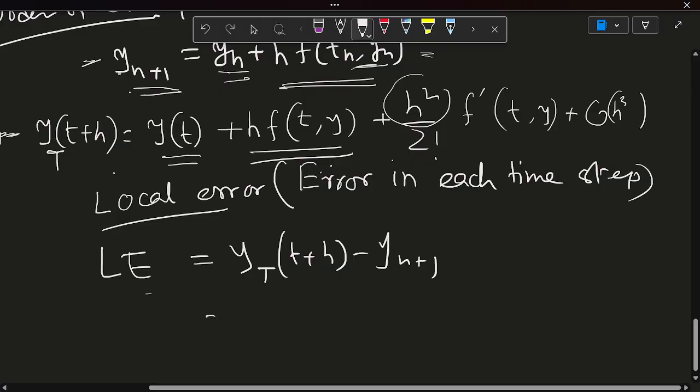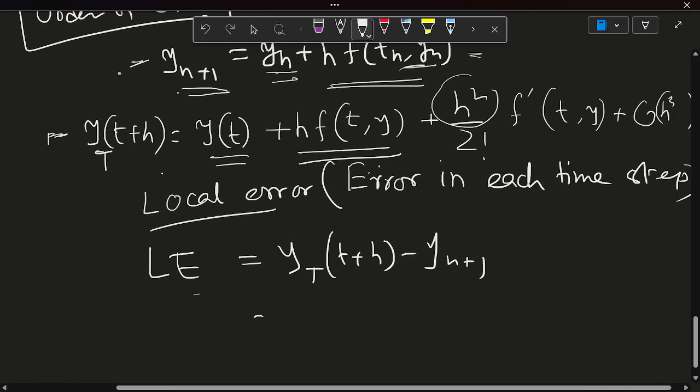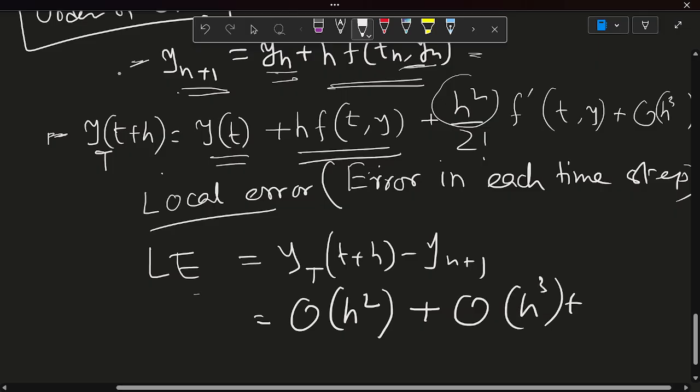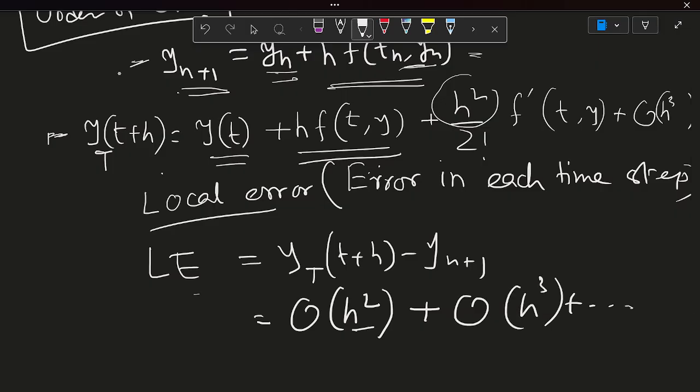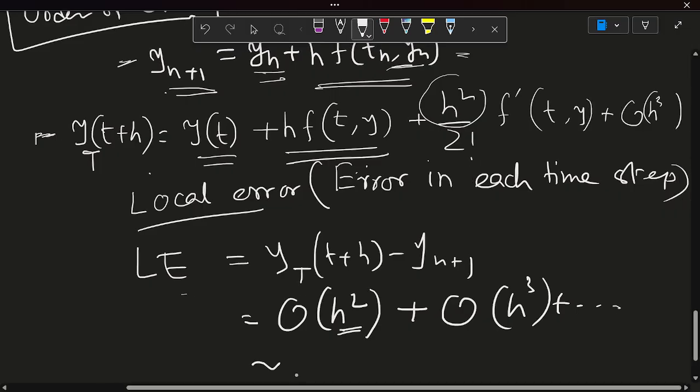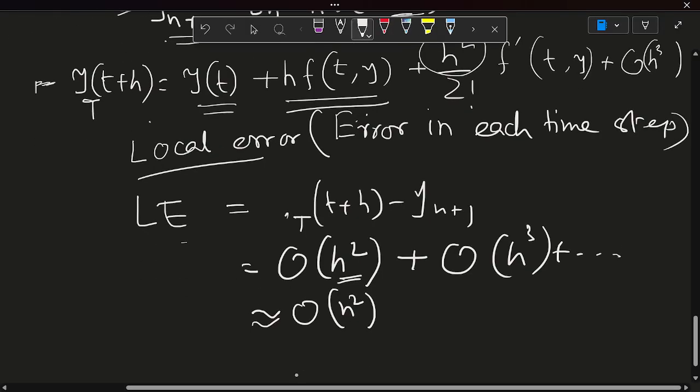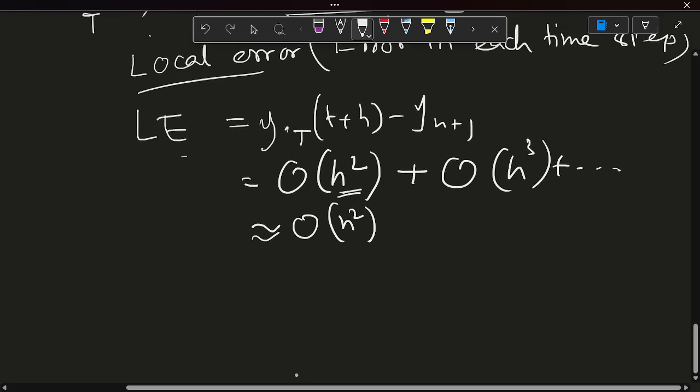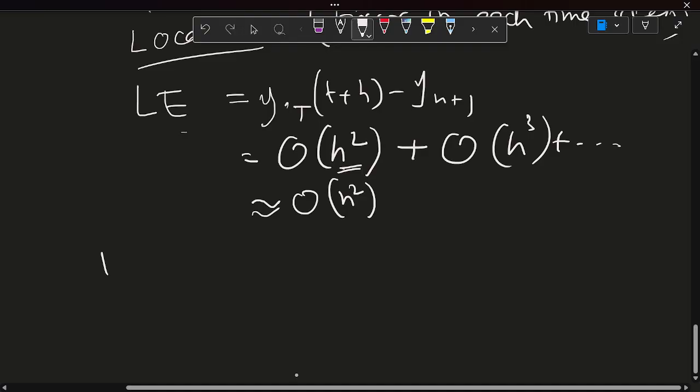It will start with order of h square, then you will have a term of order h cube and so on. But the lowest order of h is h square, so this is the order of local error. In the case of the Euler method, our local error is order of h square, and what will the global error be?